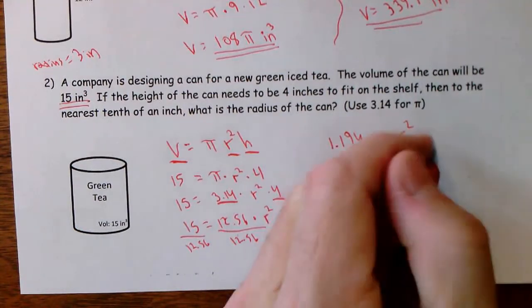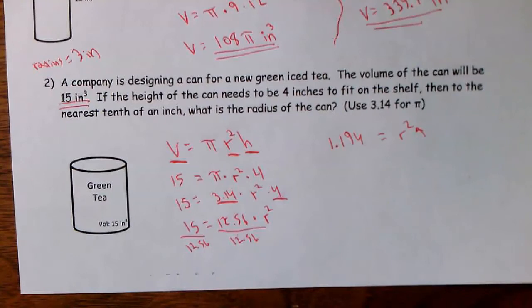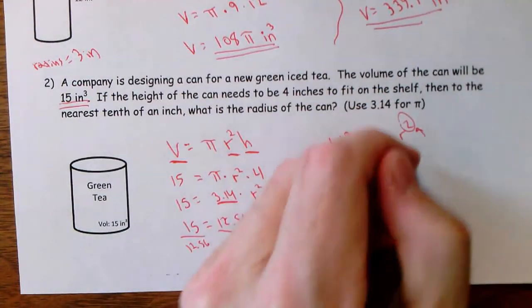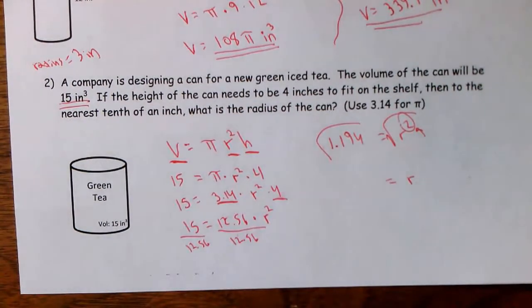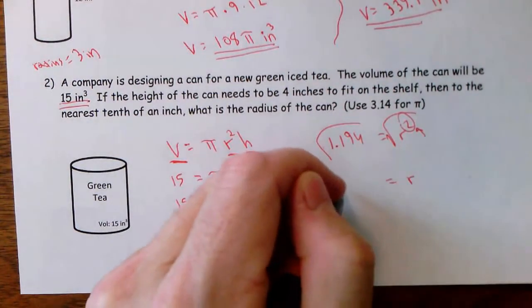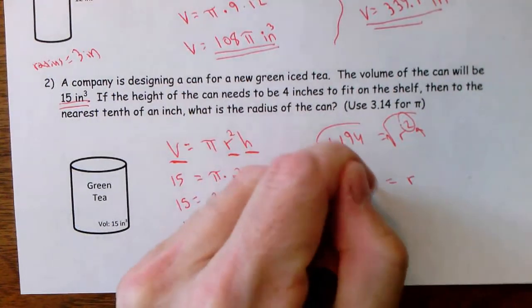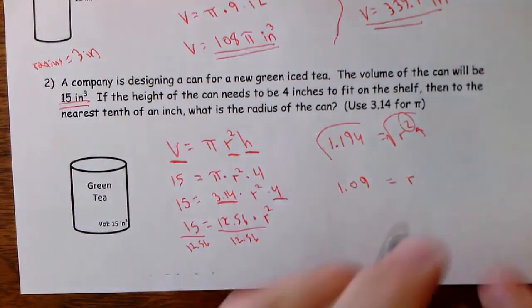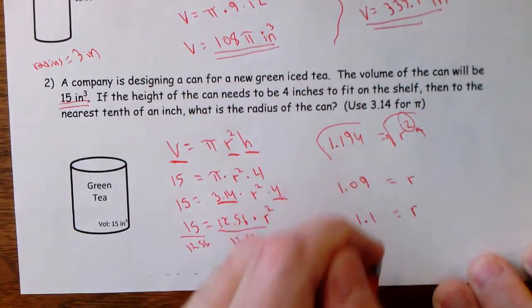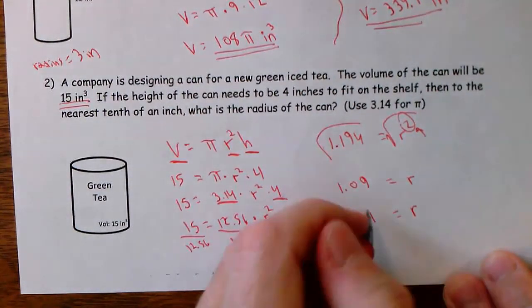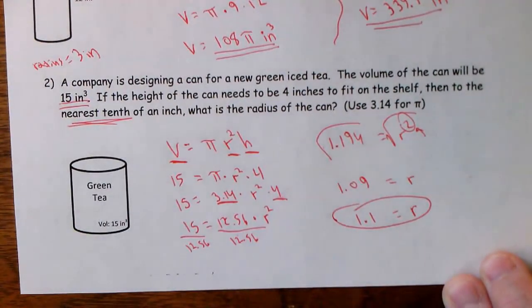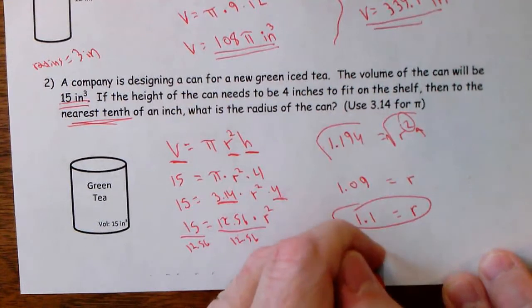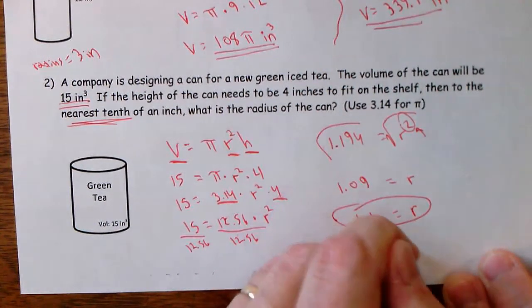And so how do I get rid of the square now so that I can solve for the radius? I get rid of the square by taking the square root of both sides. And when I take the square root of my previous answer, I get about 1.09. So I'm going to go ahead and call that 1.1, since I'm, I believe, rounding to the nearest tenth. And I need the radius of this can to be 1.1 inches.